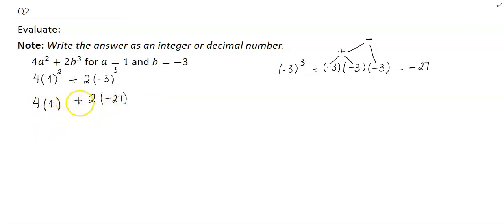Now you have multiplication, addition, multiplication. Multiplication has priority. So I'm going to solve this multiplication, and I'm going to solve this multiplication. That's the number negative 54. Now I'm going to add those two numbers. Adding numbers with different signs, in reality, I do a subtraction and keep the sign of the bigger number. So the final answer here is negative 50.